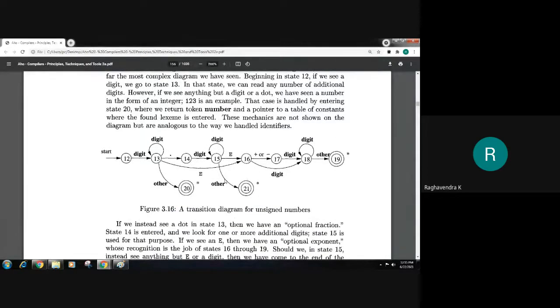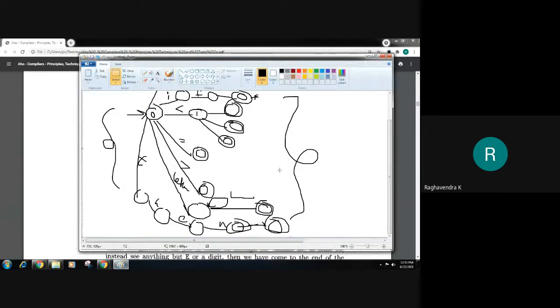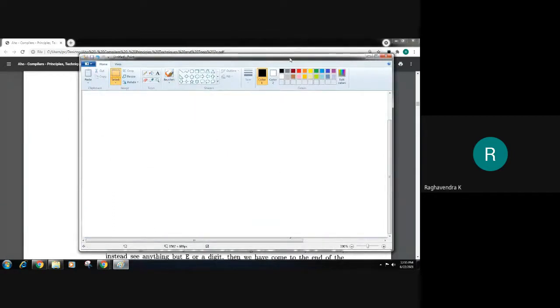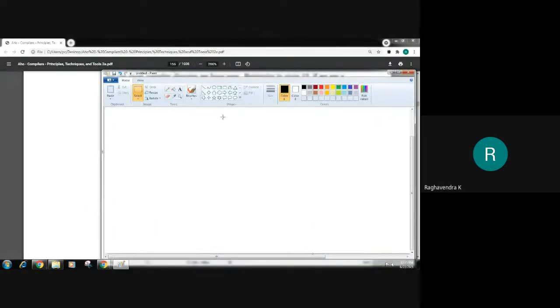Okay, now one more example is here. I think you can understand what the transition diagram is for. This is basically for the regular expression number. If you remember, we had written a regular expression for number, correct? So it is digits followed by an optional fraction, and then followed by an optional exponent, right?